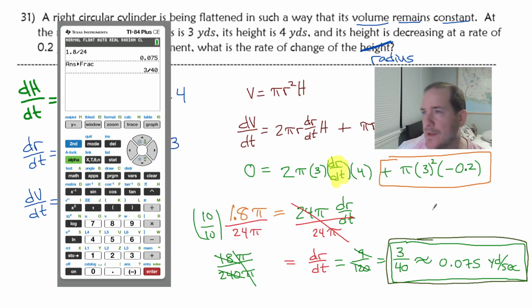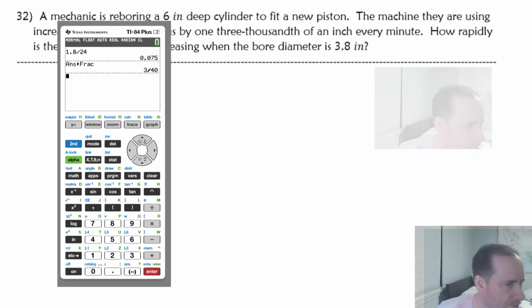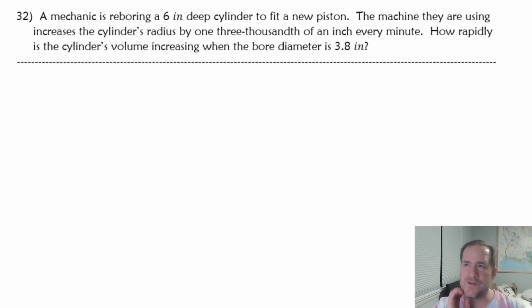Okay, let's do another. So 32. 32 had some vocabulary in it that I thought you guys might not understand, so I'll explain that if I have to. Not like you need to understand the vocabulary. I want that to go away. So goodbye, calculator. All right, so this says a mechanic is reboring. Bore, to bore. That means to drill, right? So he's reboring. He's drilling into a cylinder.